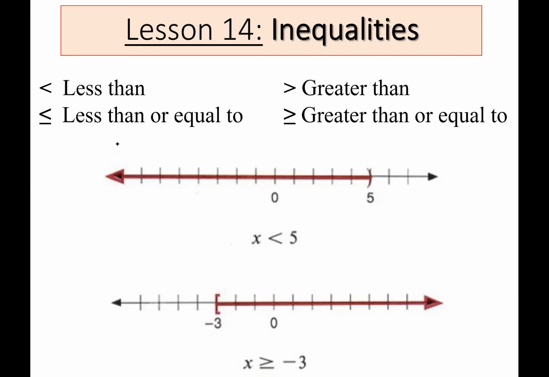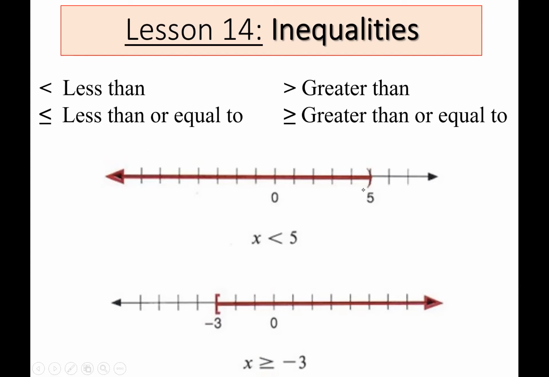So what else? When you have the equal sign underneath, that little line underneath, then the phrase is, instead of just less than, it's less than or equal to. Let's take a look at some number lines and how we can illustrate this. So our first number line, we have an arrow going to the left. It's starting at this number 5.